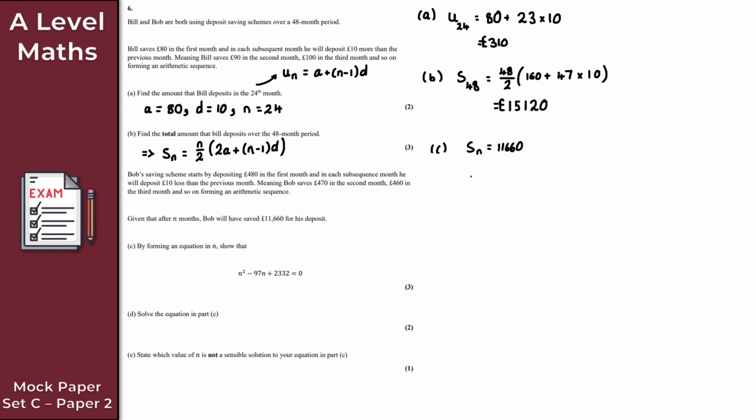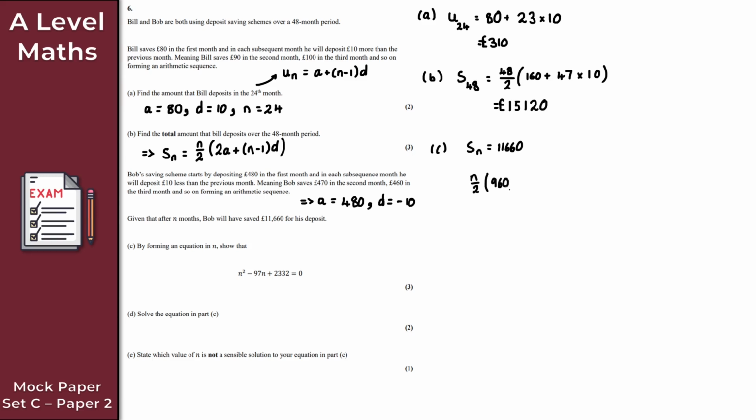I've got n over 2. Now, let's be slightly careful here. Don't forget, a and d are different for this arithmetic sequence. So what have we got? a is 480, that's our first term. And d, the common difference, is minus 10. We deposit £10 less every month. So d is minus 10 there. So 2a is going to be 480 times 2, so that's 960.